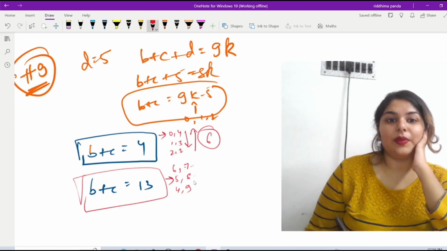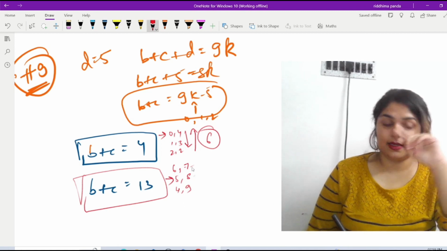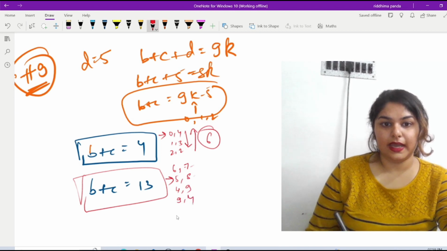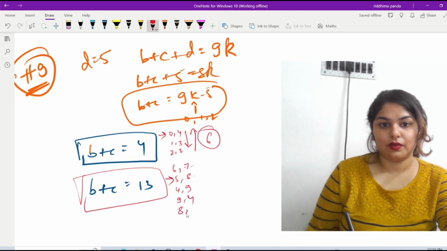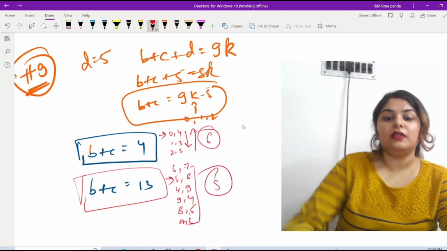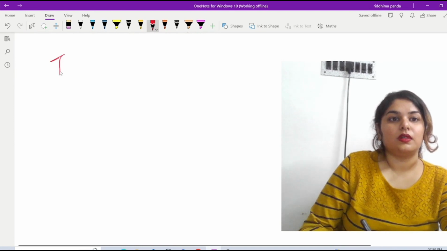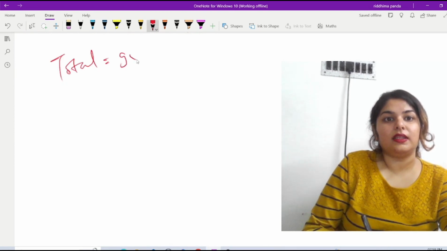Right. So how many possibilities are there here? Similarly, 2 more possibilities are here, that is 9 and 4, 8 and 5, and 7 and 6. So the total possibilities are 1, 2, 3, 4, 5. That means how many total possibilities now? In this case, 9 into 11 is equal to 99.